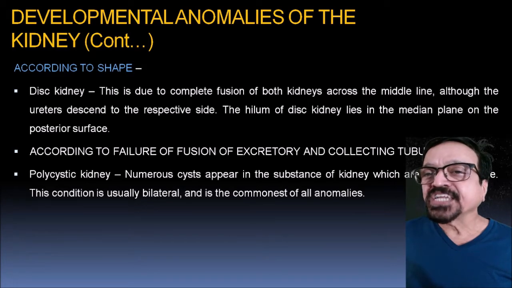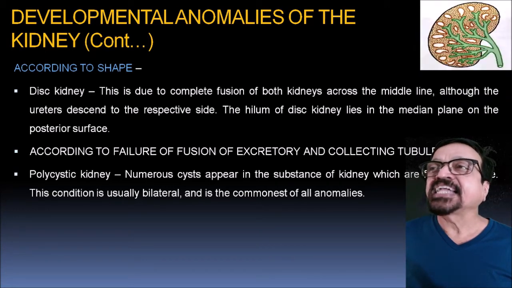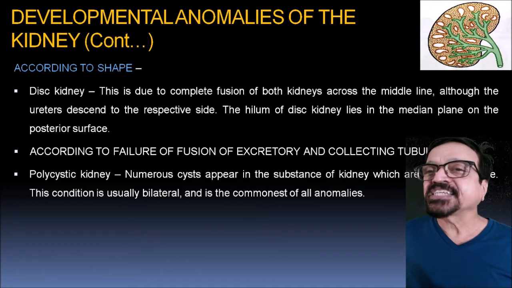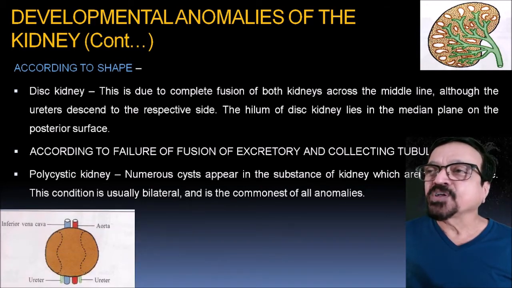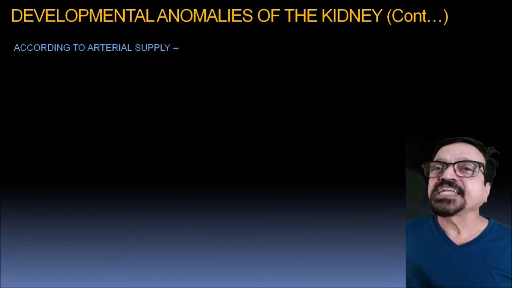Now, polycystic kidneys. Numerous cysts appear in the substance of the kidney which are filled with urine. This condition is usually bilateral and is the commonest of all anomalies. And this is again an ultrasound diagnosis where you will have a more detailed discussion when we see the pathology of polycystic diseases. Now, developmental anomalies of the kidney, we continue.